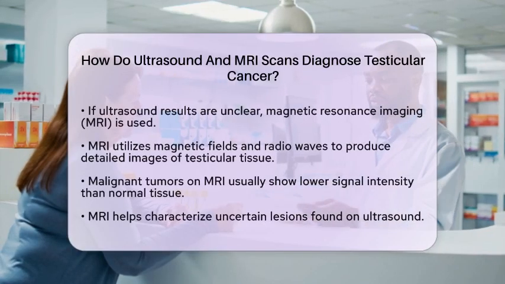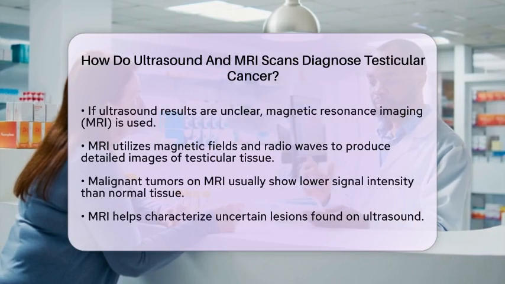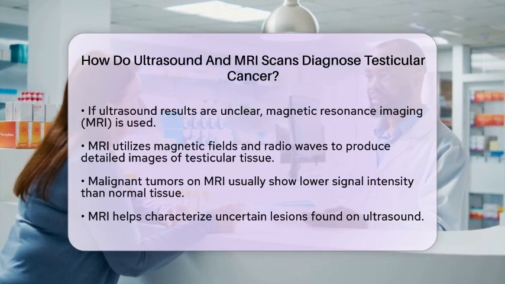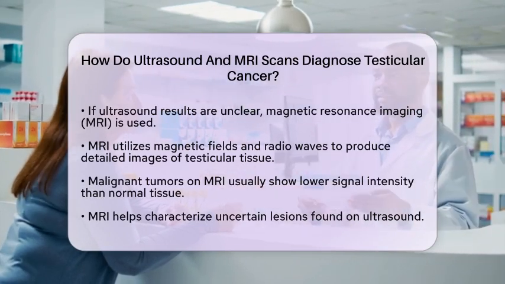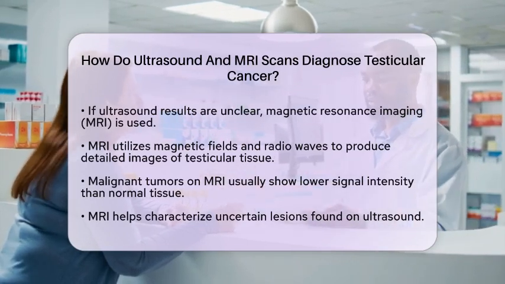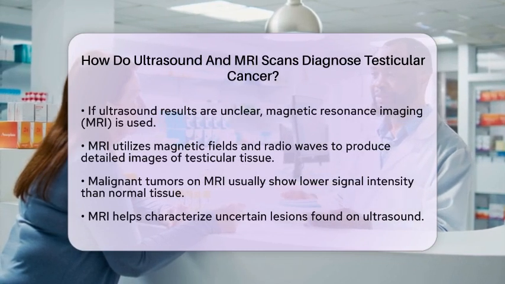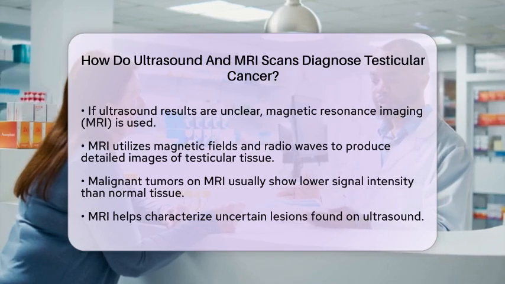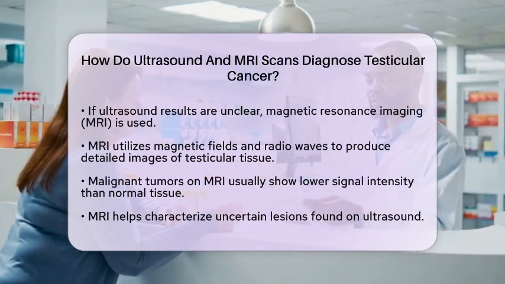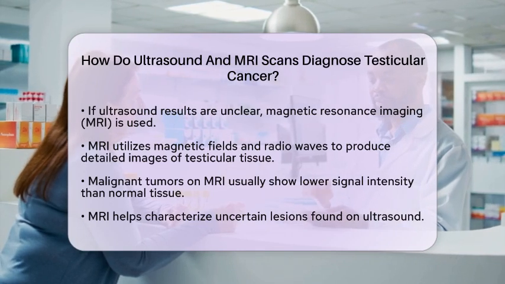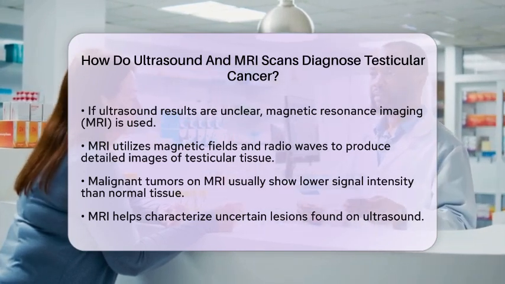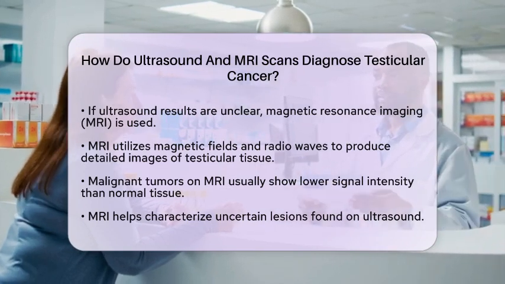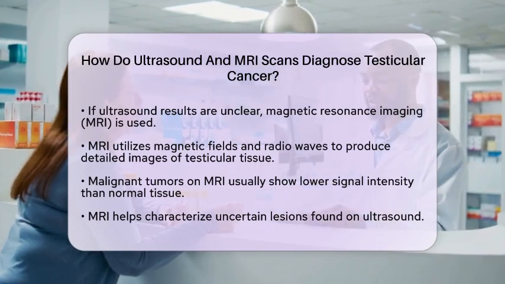Now, what happens if the ultrasound results are unclear? This is where magnetic resonance imaging comes into play. Magnetic resonance imaging uses magnetic fields and radio waves to produce detailed images of testicular tissue. When looking at malignant testicular tumors on magnetic resonance imaging, they usually show lower signal intensity compared to the high signal of normal tissue. Magnetic resonance imaging is particularly useful for characterizing lesions that are uncertain on ultrasound.